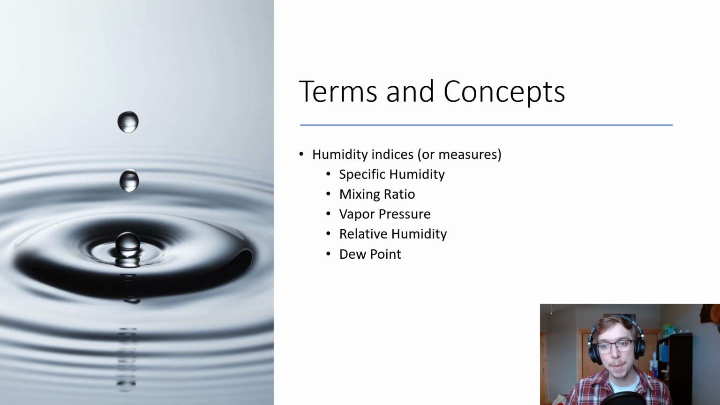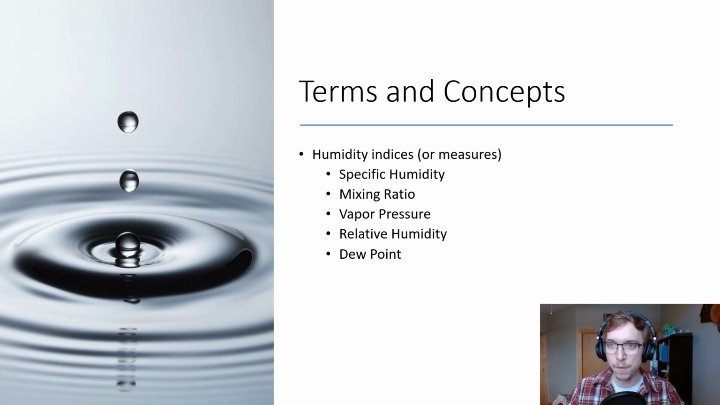So in the last video, we talked about a variety of different humidity indices or measures. Specific humidity, which is just the mass of water vapor per unit mass of air, including the water vapor itself, grams per kilogram. Mixing ratio was the mass of water vapor in a unit mass of dry air. Vapor pressure was the part of the total atmospheric pressure attributable to its water vapor content. Relative humidity is the ratio of actual water vapor content of air to what the water vapor content would be if the air was saturated. And dew point is the temperature at which air, given its vapor pressure, would become saturated. So that's just a recap from what we were talking about in the last video.